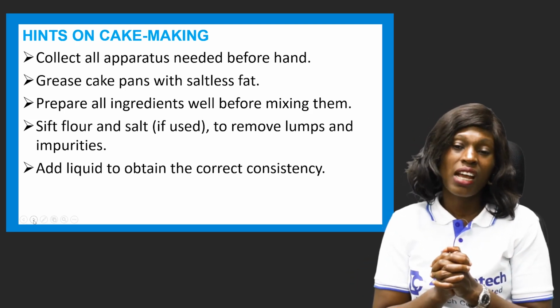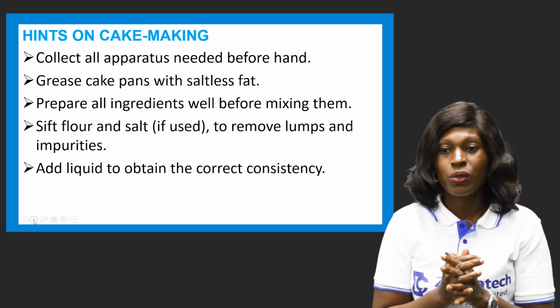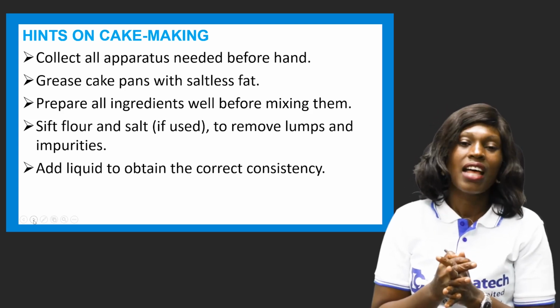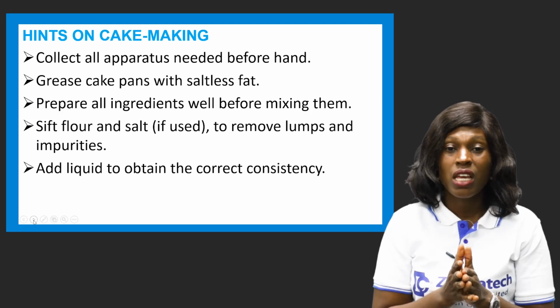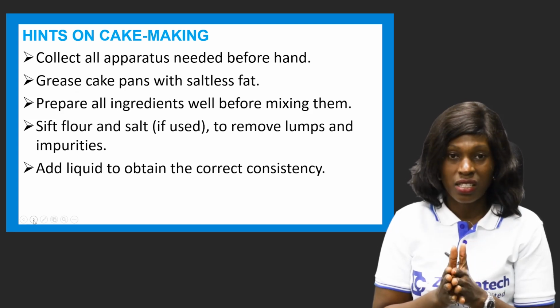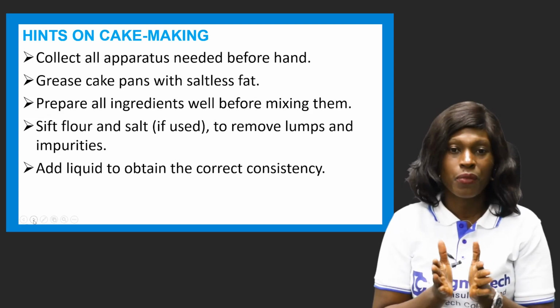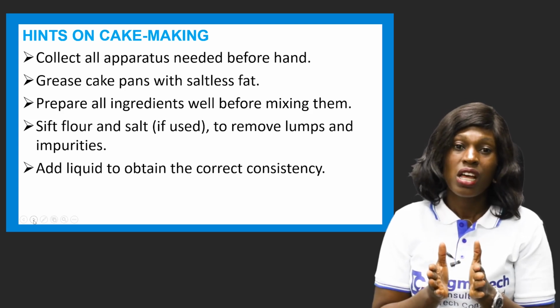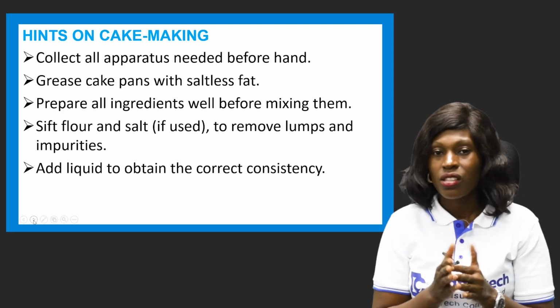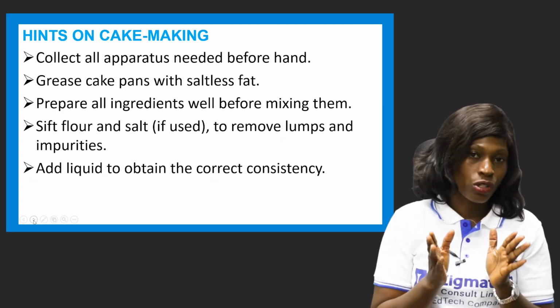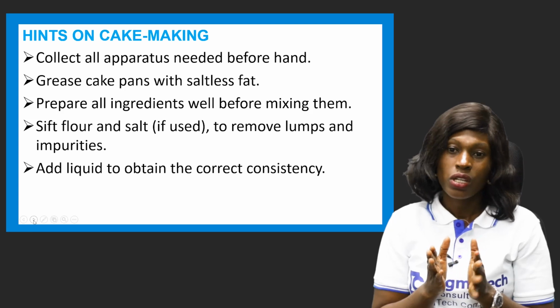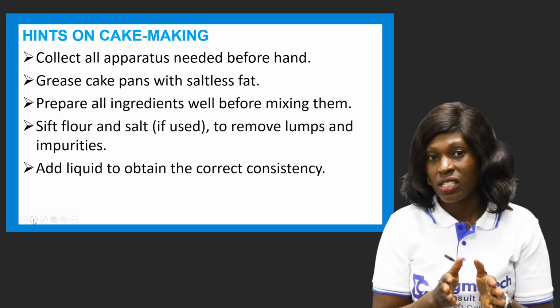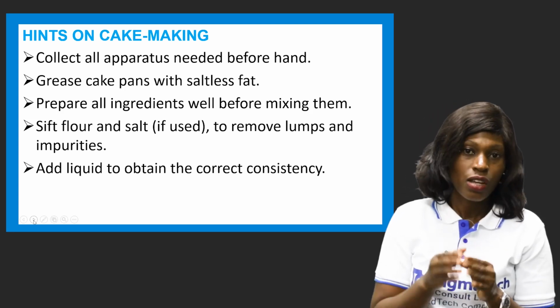Another hint on cake making is that you must add liquid to obtain the correct consistency. It depends on what you are making. The liquid could be fruit juice, or it could be milk, or yogurt. So it depends on what liquid you're using to obtain the correct consistency for whatever type of cake you're making.